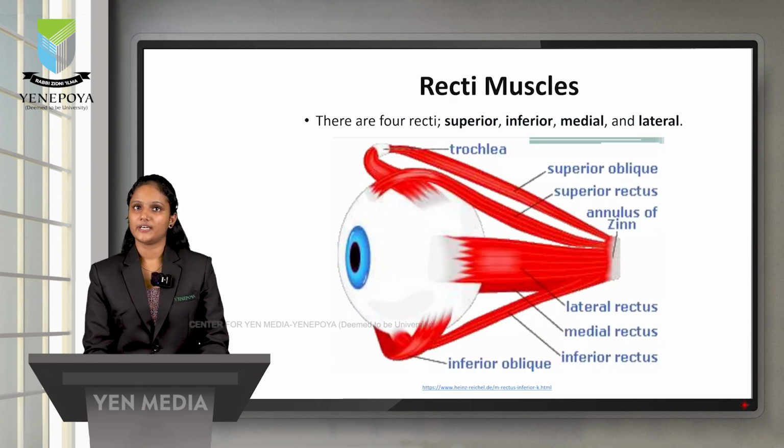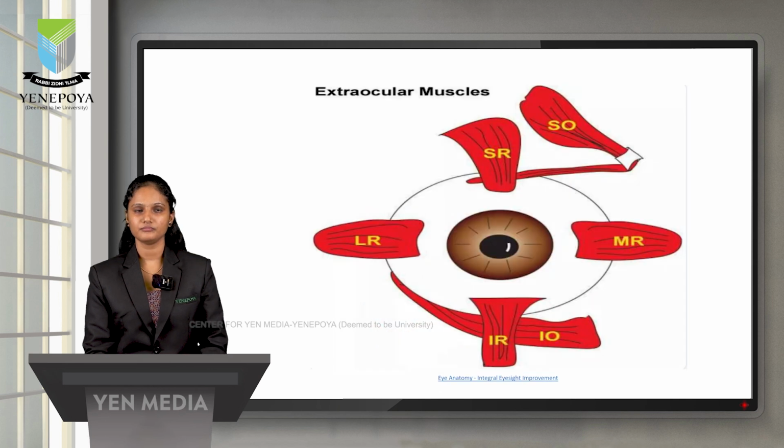So now let's see the recti muscles. So we have 4 rectus muscles: superior rectus, inferior rectus, medial rectus and the lateral rectus. All these recti muscles are originating from a common tendinous ring called the annulus of Zinn. In the figure also we can see that all the recti are originating from the annulus of Zinn. So these are the extraocular muscles: superior rectus, lateral rectus, medial rectus and inferior rectus, and we have 2 oblique muscles, that are the superior oblique muscle and the inferior oblique muscle.